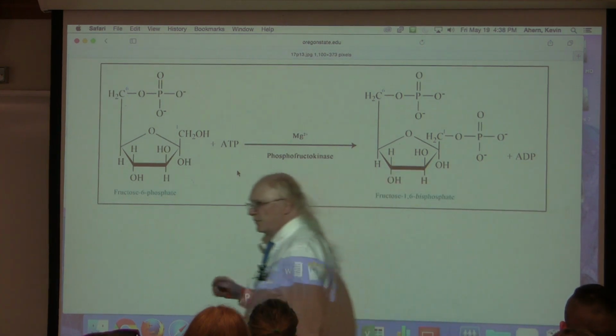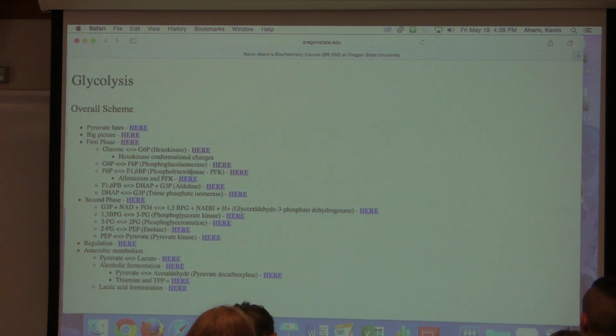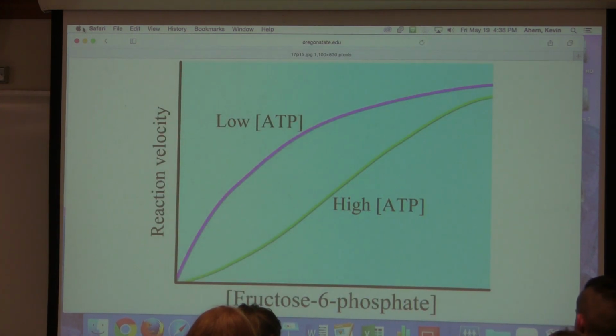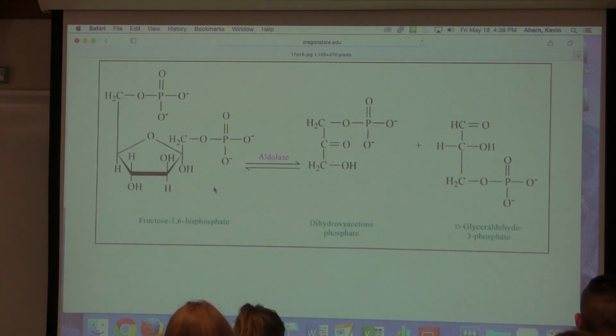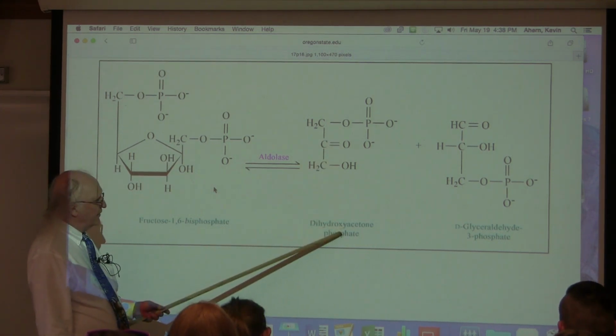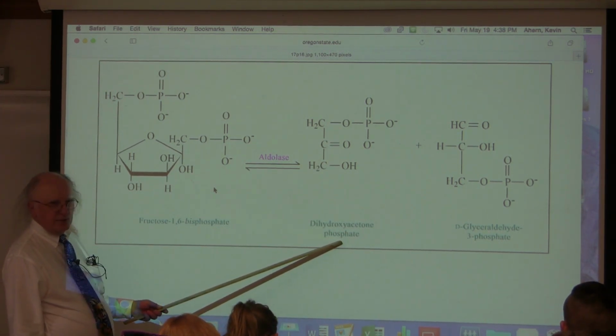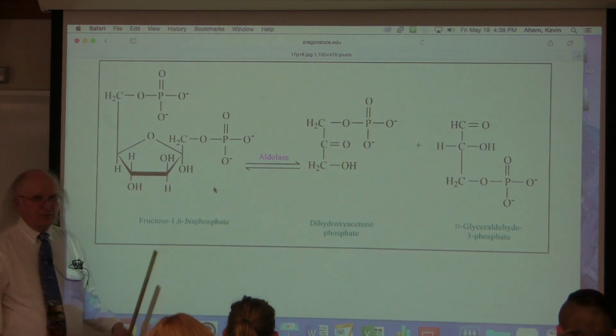Okay, so at this point we've made fructose 1,6-bisphosphate. We're getting ready for the big split. Let me come back to that. Okay, the big split. Fructose 1,6-bisphosphate splits into dihydroxyacetone phosphate, that's the DHAP, and glyceraldehyde 3-phosphate, that's the G3P.